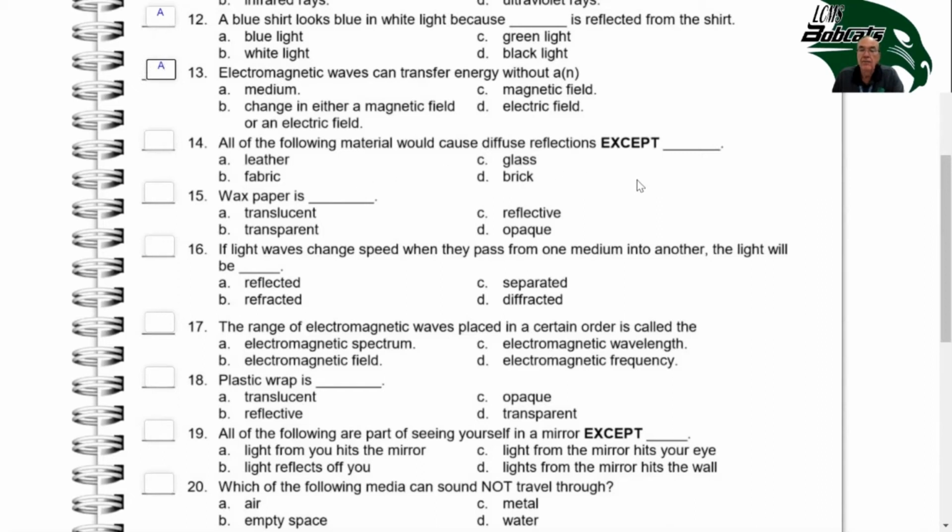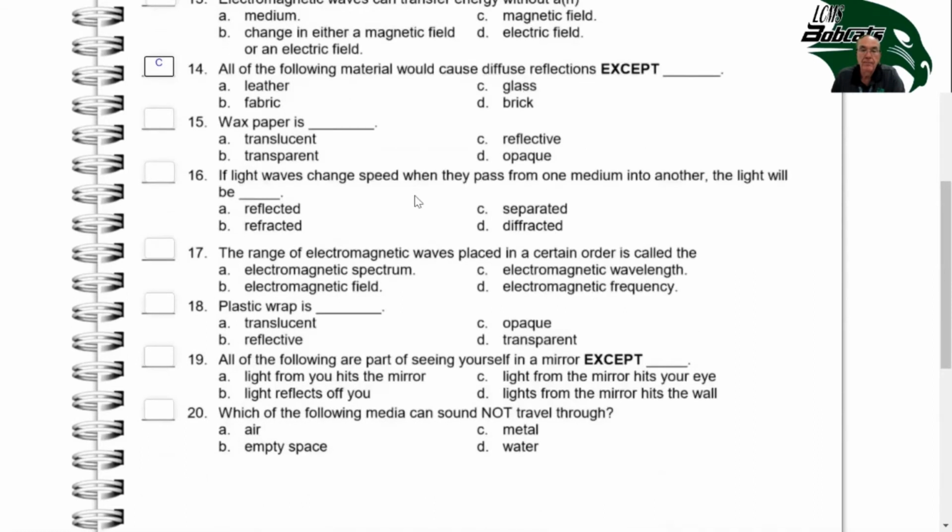All of the following would cause a diffuse reflection, except, remember, reflections are either diffuse, which is broken up, or they're regular from a smooth surface. So we're looking for the one that would be smooth. The leather's rough, fabric is rough, the glass is smooth, so that would cause a regular reflection, and then brick is rough. Wax paper is, remember, there's 3 things that can happen to light. Things can be transparent and all the light goes through, translucent and some of the light goes through, or opaque and none of the light goes through. Wax paper allows some of the light to go through, so it would be translucent, A.